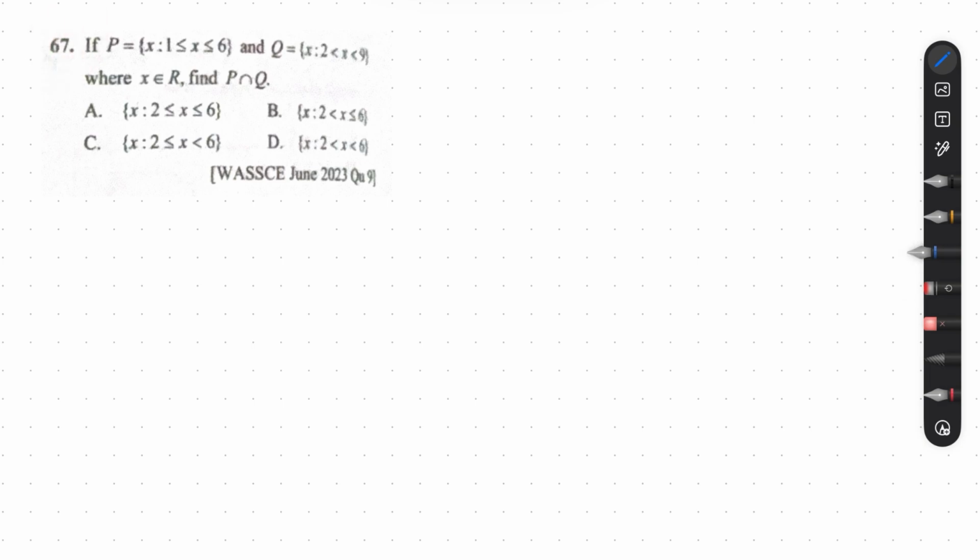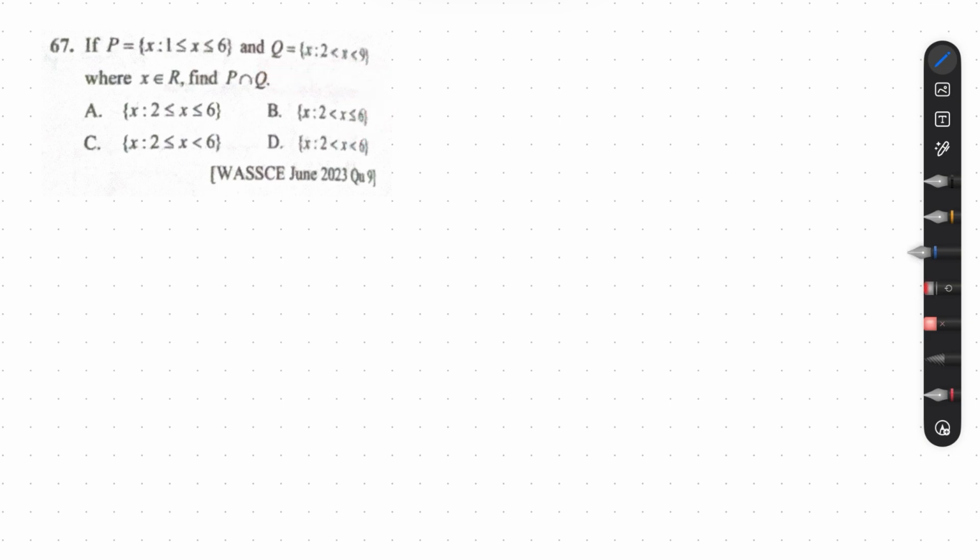Cool. The question says, if P is {x such that 1 ≤ x ≤ 6}, and Q is {x such that 2 < x < 9}, where x is a member of the real numbers, find P ∩ Q. So first we need to write down P, then find Q, then find the intersection. After finding the intersection, since our answers are in set notation form, we have to convert our answer into set notation.